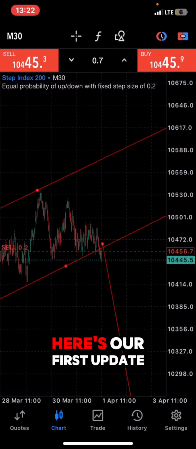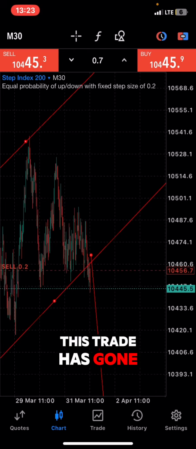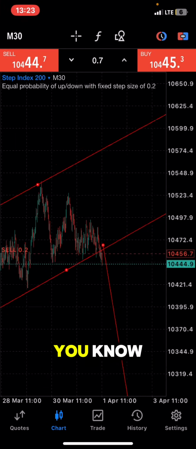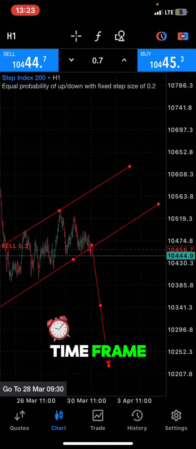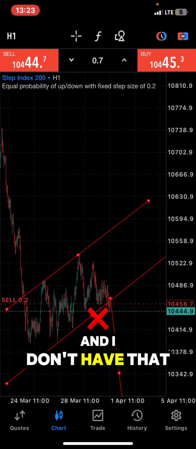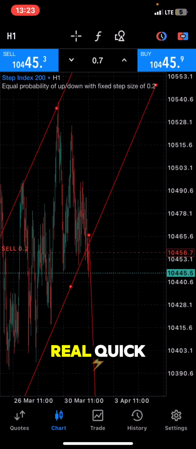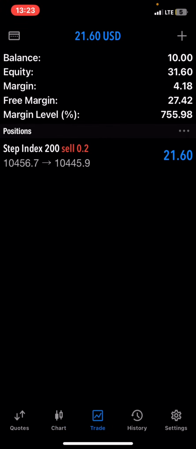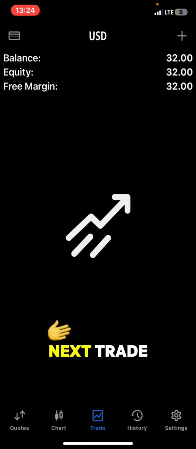All right, guys, here's our first update. I'm very happy with how this trade has gone. I was going to wait, but this is going to be a swing trade because it's on the hourly time frame, and I don't have that much time. When you're trading a small account and you're raising it, you just take all the profit that you can take. So let's take this profit real quick. There we have it. I'll give you guys the updates for the next trade.